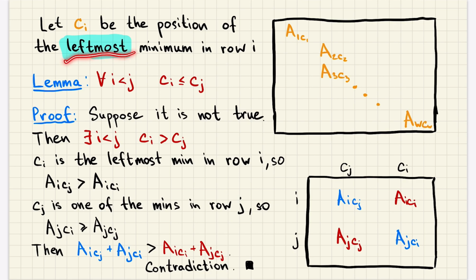So the leftmost part was important because we wanted this inequality to be strict. It would still work if we would take the rightmost minimum, but it can be true that it is possible to choose some positions of minimums in each row so that this doesn't hold. But if we do it in some consistent way, like almost leftmost or almost rightmost, it will be true. And how to use it to do DP optimization is out of the scope of this video, but check out links in the description to see how that can be used.